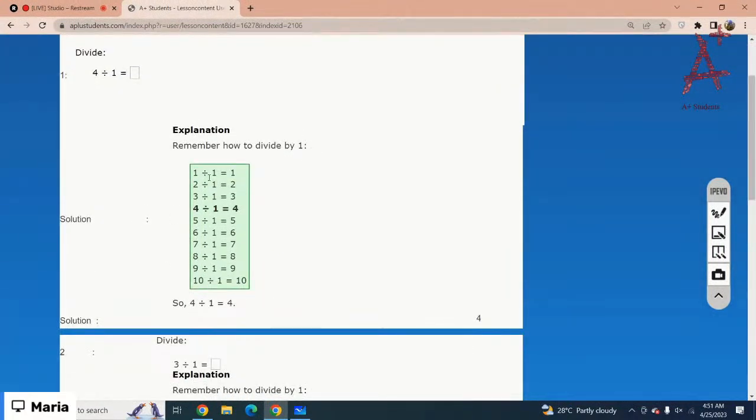You can see this table. 2 divided by 1 is 2. 3 divided by 1 is 3. Like you divide any number by 1, the answer is the same number. Like 1 times 4 is 4.